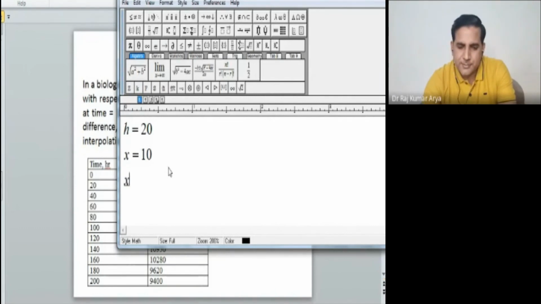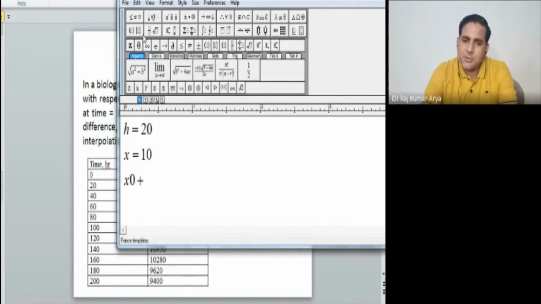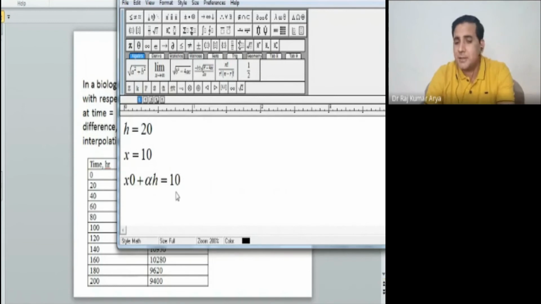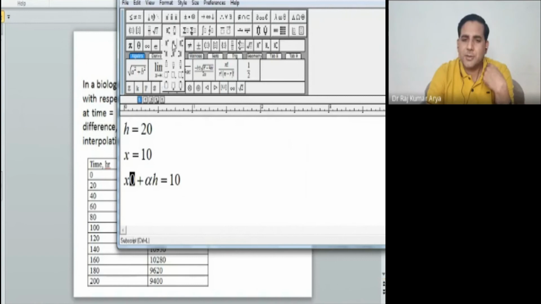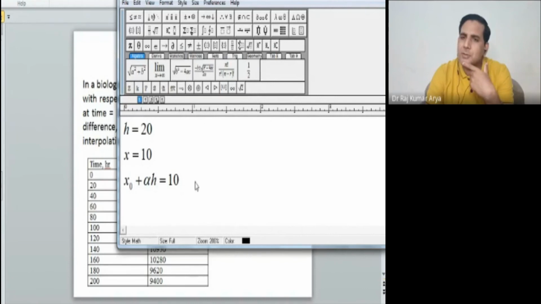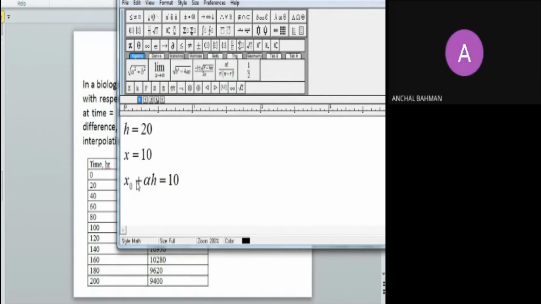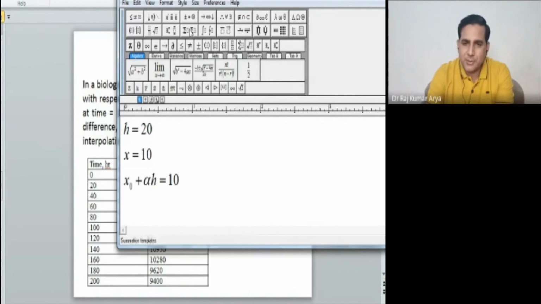Now you have this: x naught plus alpha h should be equal to your x only, because you are going to x only, no? So this should be your expression: x naught plus alpha h is equal to x. You know x naught. How much is x naught? X naught is 0. So your x naught is 0, and your alpha you need to calculate.